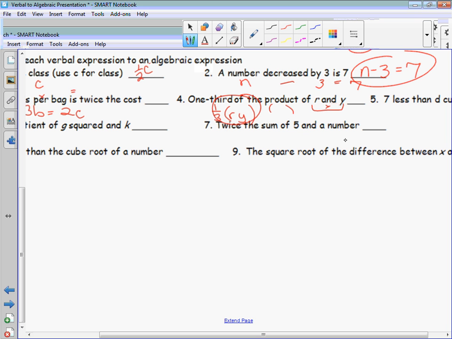All right, look guys, the bell's gonna ring in 3 seconds. We're gonna finish this next time. Make sure it gets in your binders. Make sure it comes back. We'll finish it on Monday.